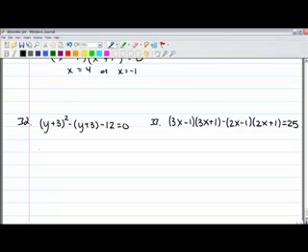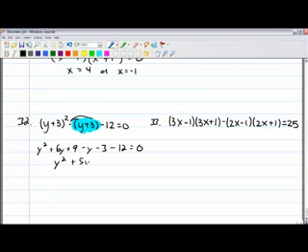Y plus 3 squared will be y squared plus 6y plus 9. And you're going to subtract the quantity that you have here in blue. So you have to subtract y and subtract plus 3. So think about it almost as like distributing this subtraction to the y and to the plus 3. So minus y minus 3 minus 12 equals 0. Gather like terms to get y squared plus 5y, 9 minus 3 is 6 minus 12 is negative 6.